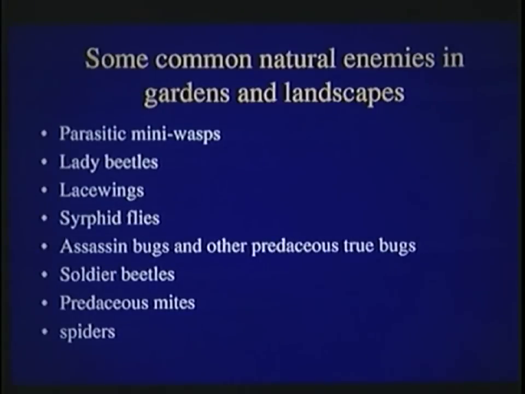Again, there are many natural enemies you'd find in your garden, but some of the most common ones, and I'll flip through some pictures of these in a minute, are the parasitic mini wasps. These are little tiny wasps. They're so small that you hardly notice them. They're ant size or even smaller.